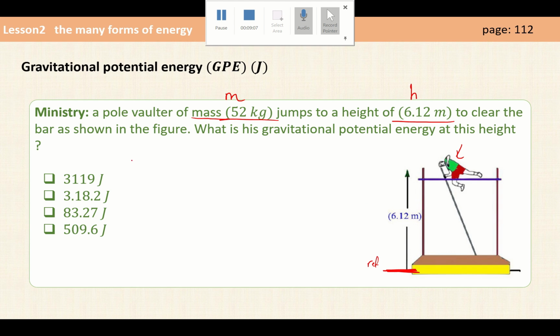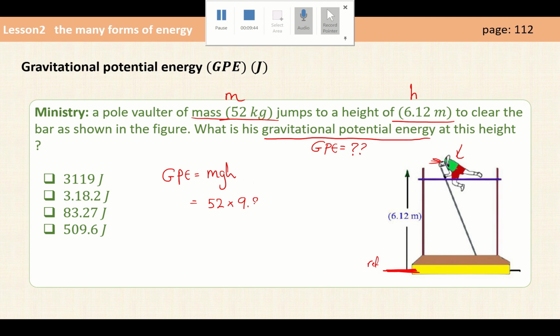To clear a bar as shown in the figure, what is the gravitational potential energy stored in the pole vaulter at that height? So he wants you to find how much energy was stored in this person when he jumped, or when he reached that height. So GPE is equal to mgh. Multiplying the mass, you can see all of the quantities are in their right units. So the mass is 52.